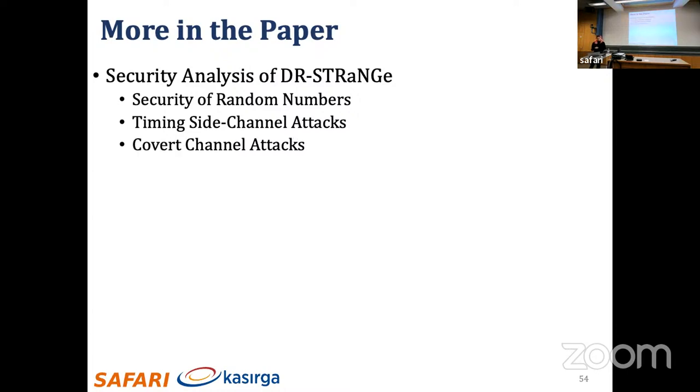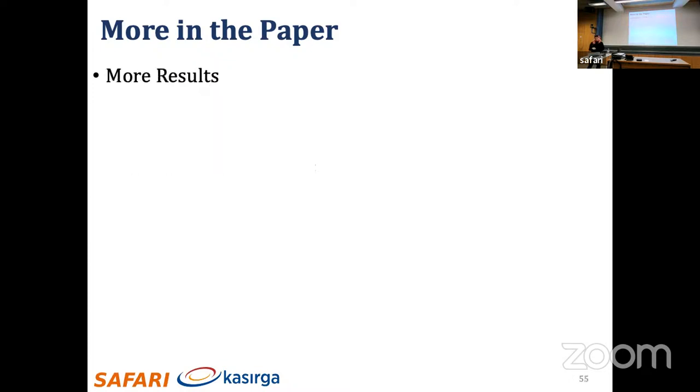We discussed the random number buffer as a covert channel and concluded that countermeasures against covert channels such as partitioning can be applied to the random number buffer. We discussed the denial of service attacks based on RNG requests and concluded that RNG-aware scheduler rules can prevent such attacks. And in addition, it is also possible to mitigate such attacks with OS level countermeasures. And here is the list of other results that you can find in our paper.